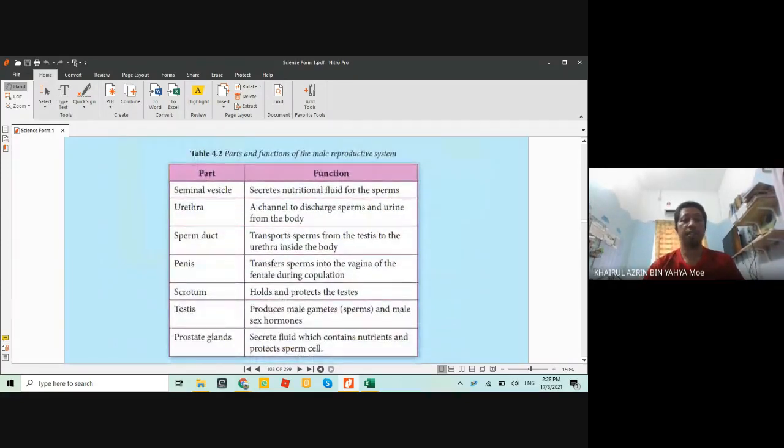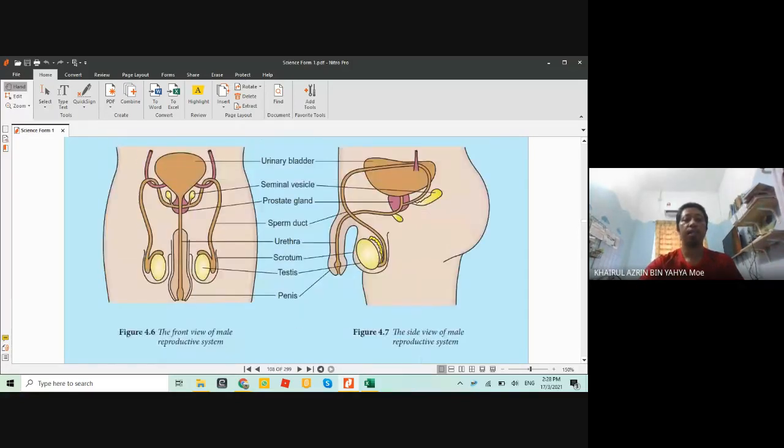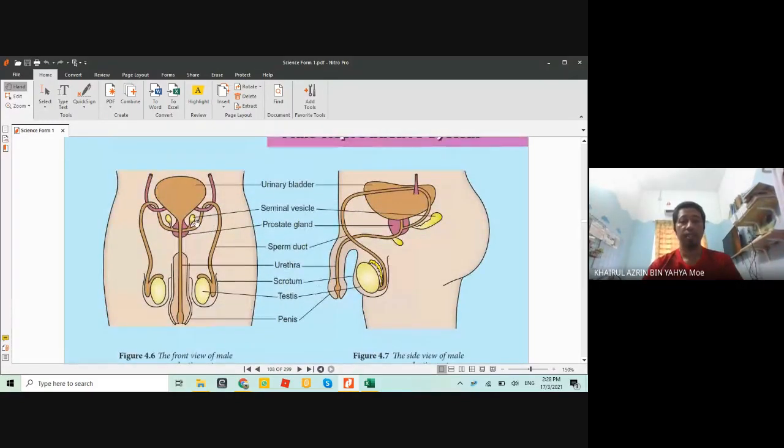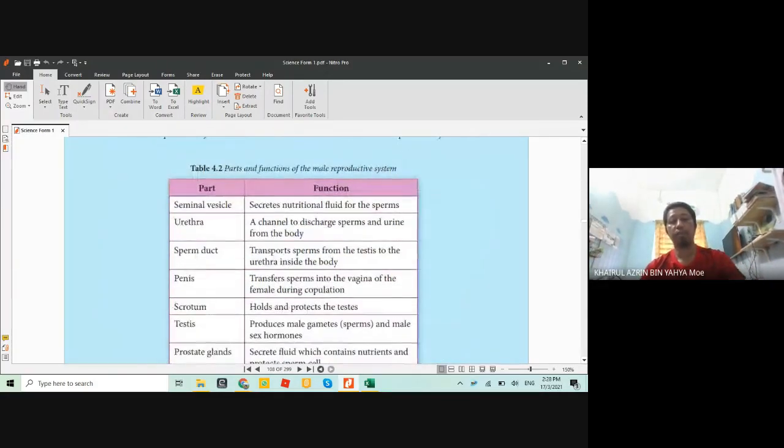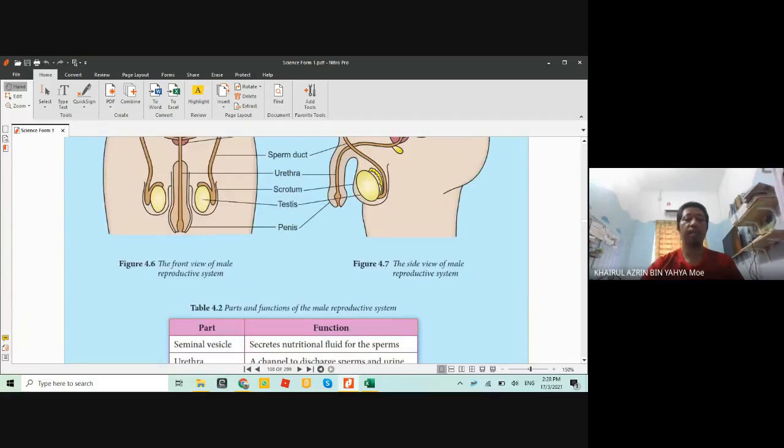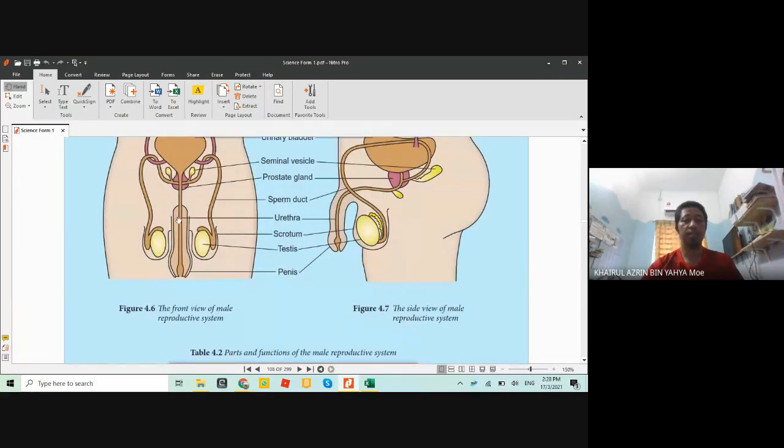Okay, we go to the function. So seminal vesicle. Seminal vesicle to secrete nutritional fluid for the sperms. This is seminal vesicle. This one to secrete fluids. Secretes nutritional fluid for the sperm, untuk sperms. Okay. Urethra, a channel to discharge sperms and urine from the body. Urethra, laluan untuk keluar tu. This one, this is urethra.